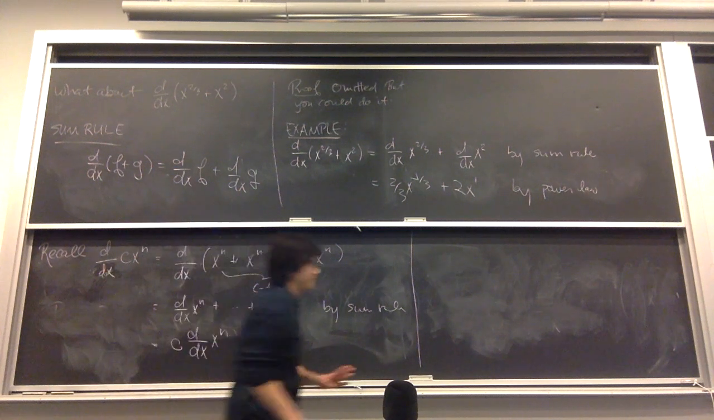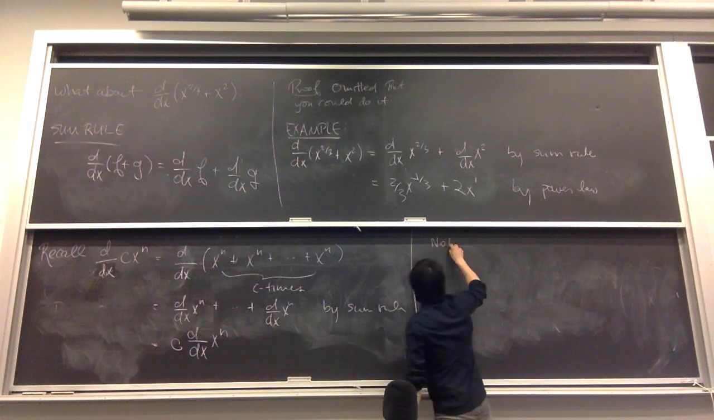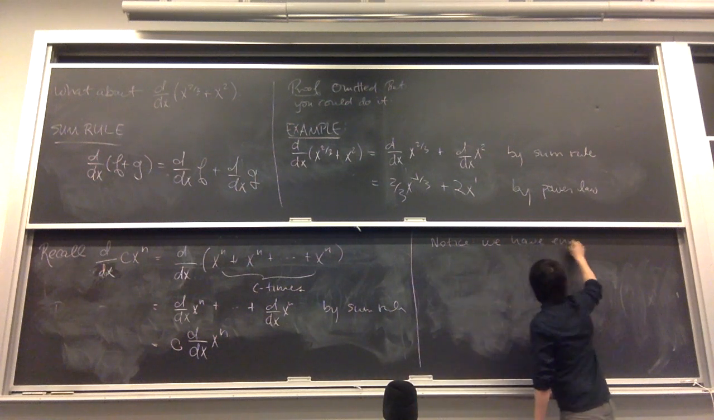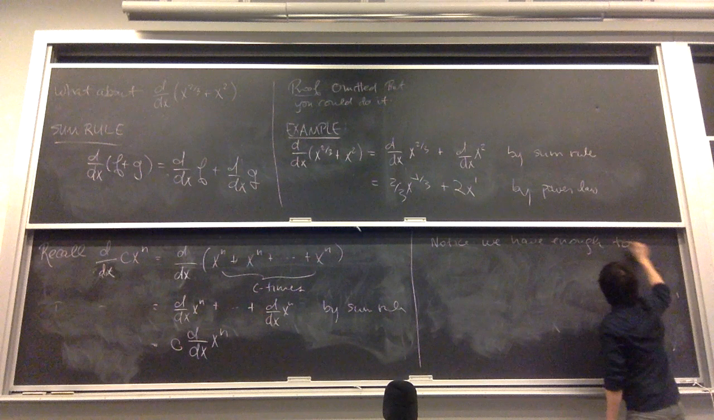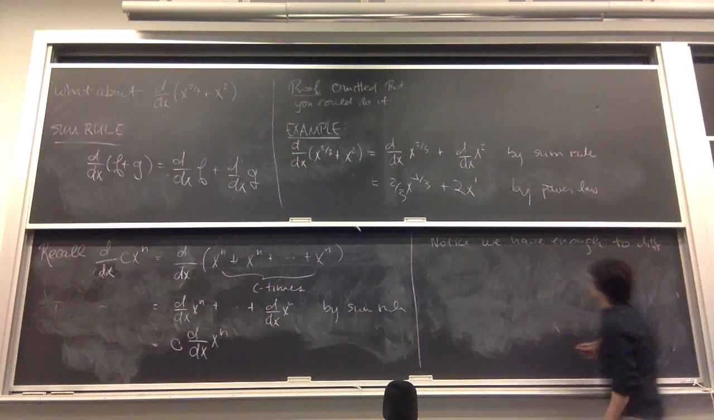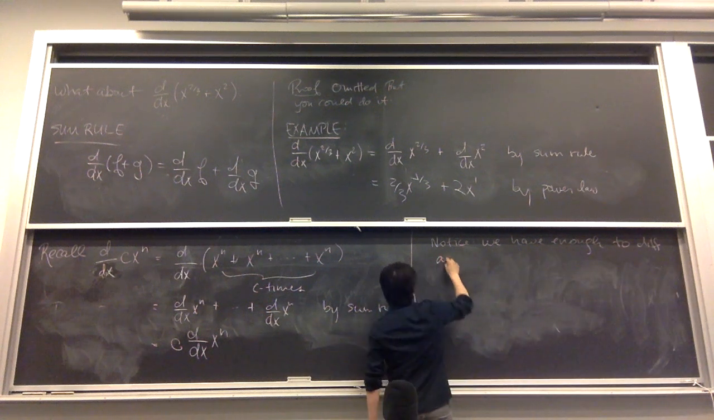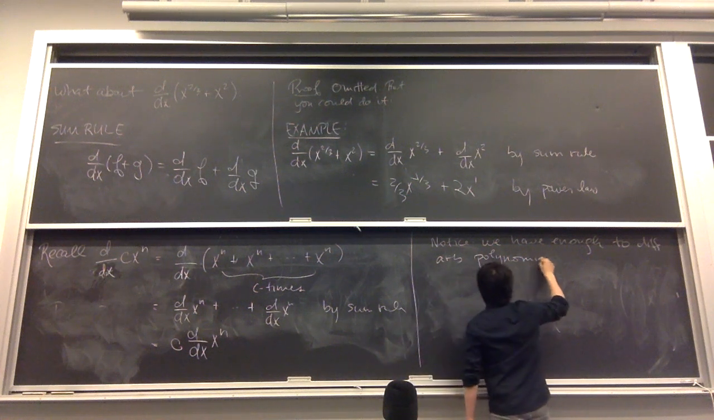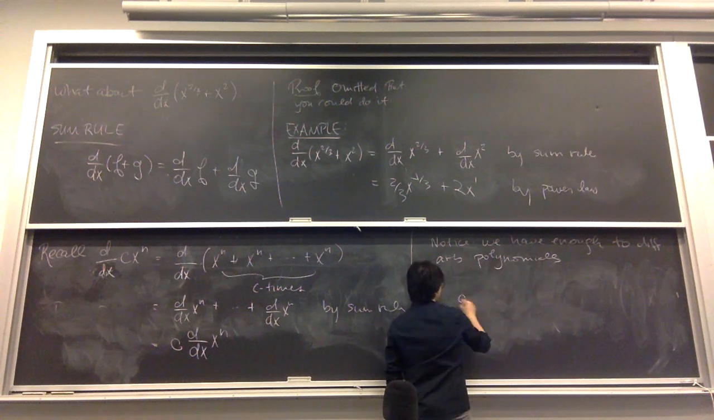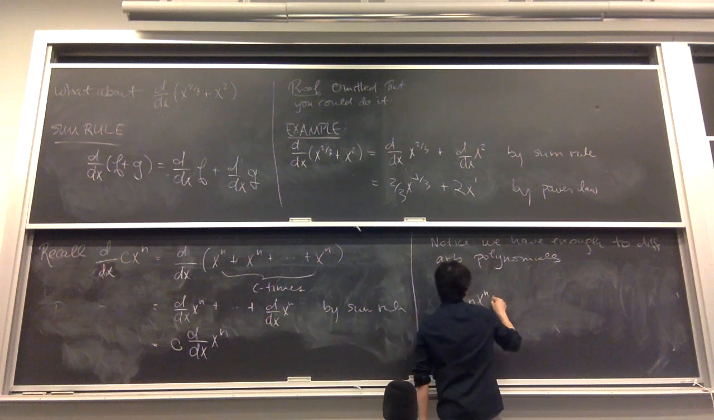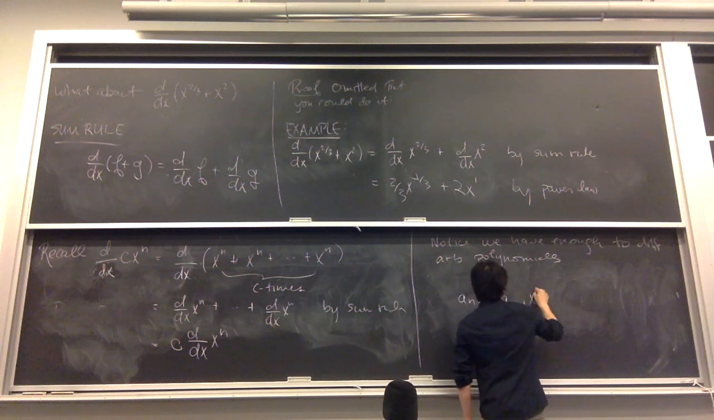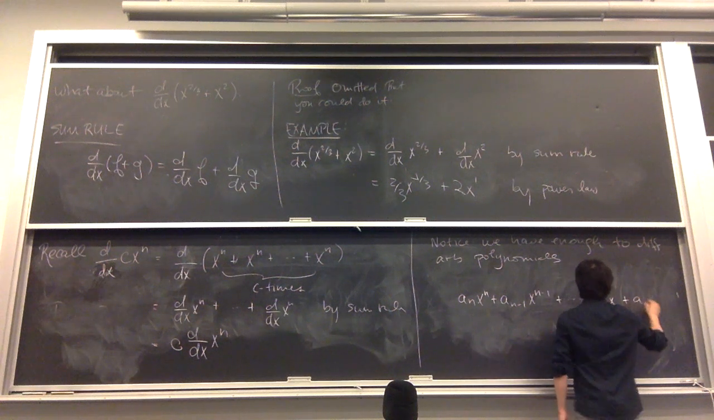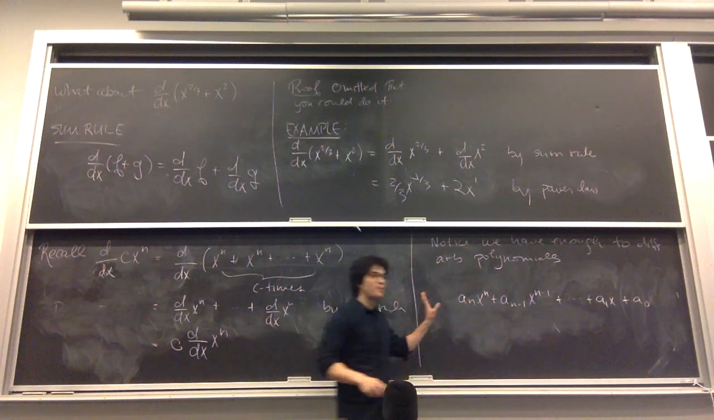What I want you to notice is, we have enough rules to differentiate arbitrary polynomials. So recall a polynomial looks like this. It's some real constant, x to the power of n, and then another one, drop the degree, all the way down to this. Okay, so this is an arbitrary polynomial.